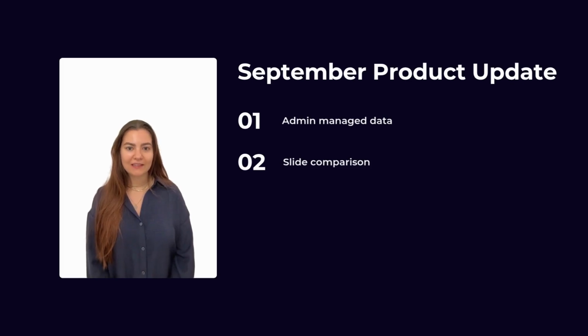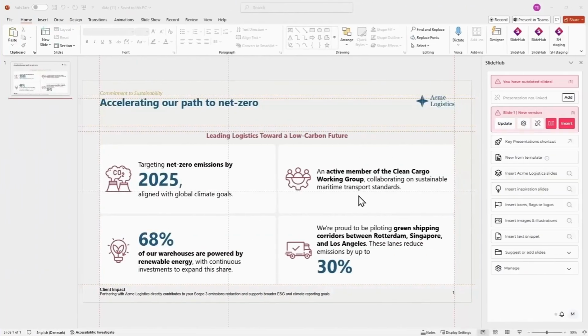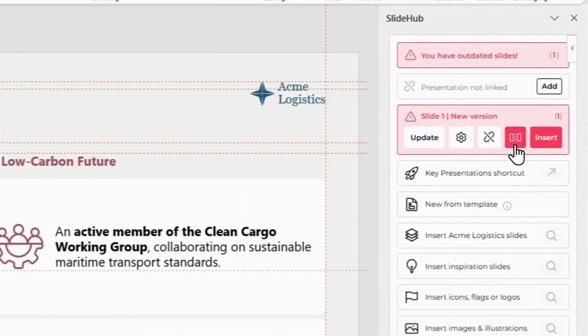Let's take a quick look at it. With the slide comparison feature, you can now instantly track differences between slides, whether you are scanning the library for duplicates or reviewing updates, making it easier than ever to monitor changes. When a version warning appears within PowerPoint, you can now compare the differences between your open version and the updated version before inserting the latest version of the slide.